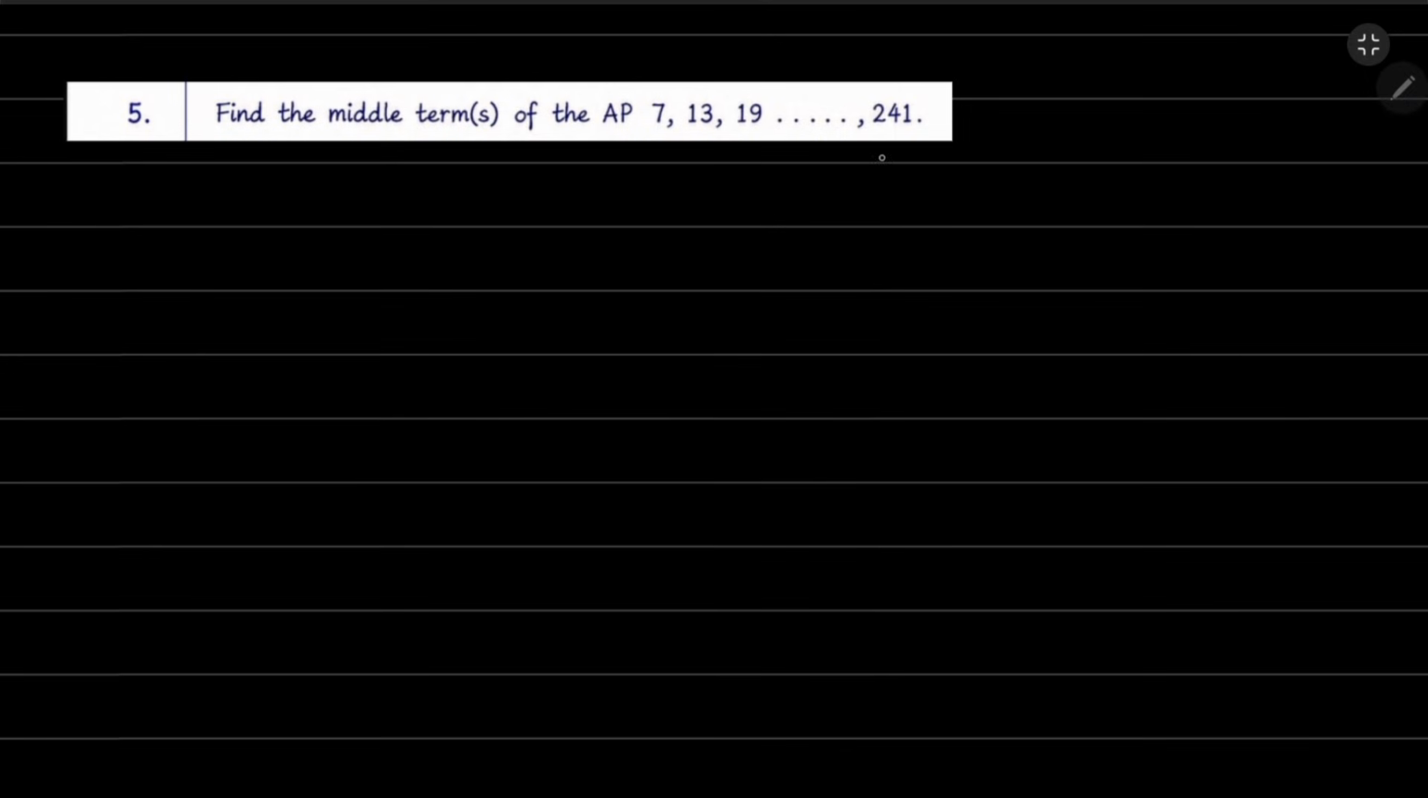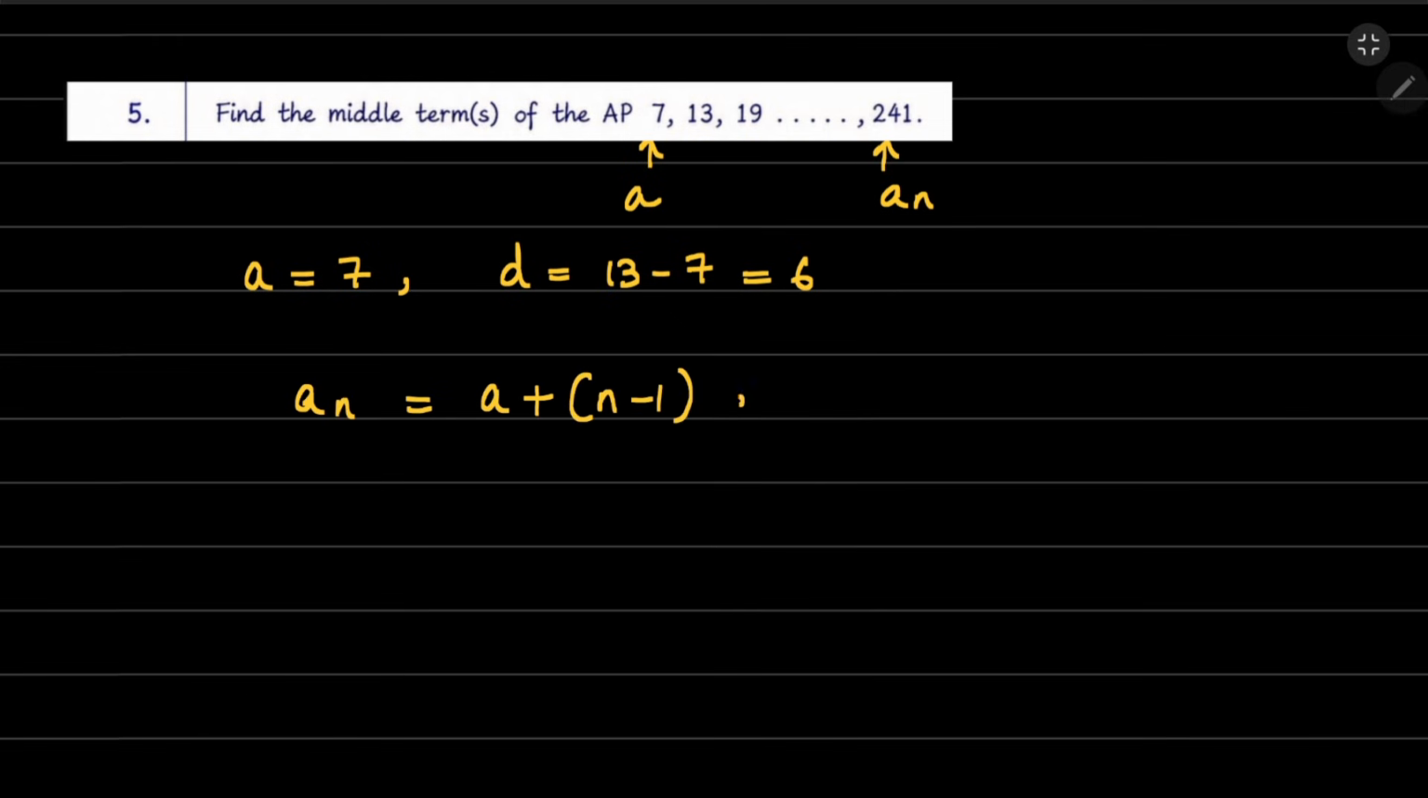So here this is the last term which is denoted by AN. Right? The AP is 7, 13, 19 up to 241. So this is your A. Right? Your A is nothing but 7. What is your D? 13 minus 7, which is equal to 6. Let us calculate how many terms are there. Let's calculate your N. So we know AN equal to A plus N minus 1 into D.